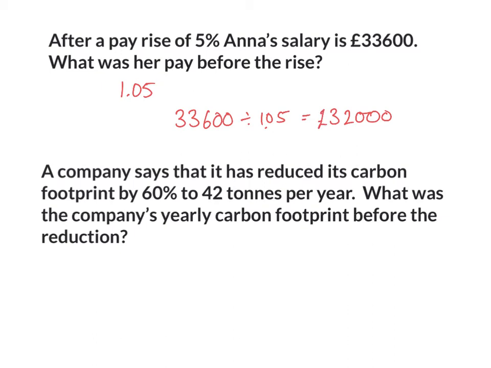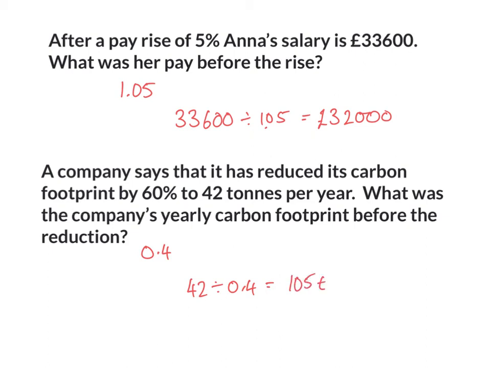Or this time, if we wanted to reduce something by 60%, we would multiply by 0.4. The multiplying factor is 0.4. However, in this case, we're going backwards in time. So instead of multiplying by 0.4 as we would to go forwards in time, to go backwards in time, we divide by 0.4. And so 42 divided by 0.4 is equal to, and we're going to get the same answer as the last time, it's 105 tonnes.